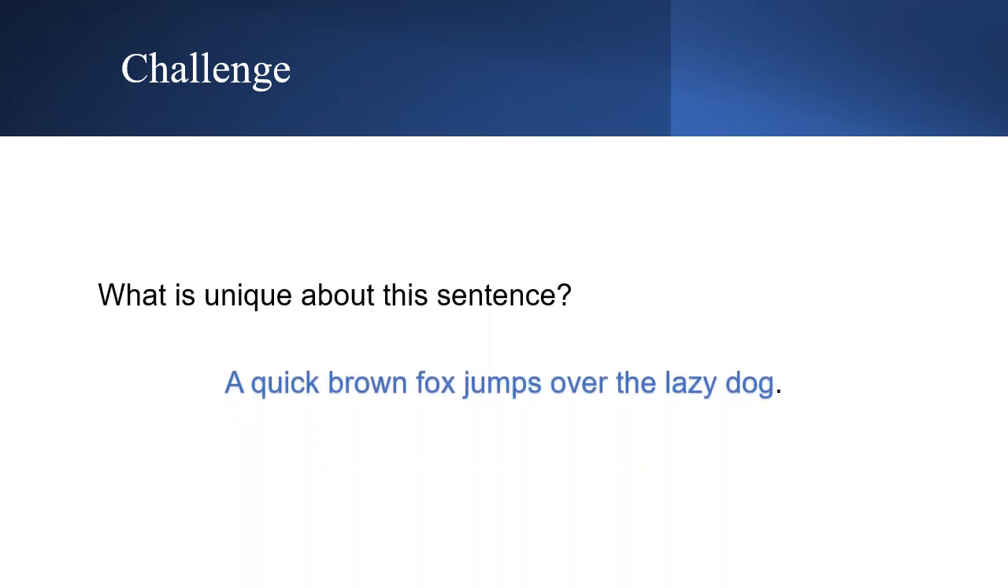Right, so here's a challenge for you. What is unique about this sentence? So I will leave it for a second. You can pause the video and think about it. A quick brown fox jumps over the lazy dog. Okay, so that's a challenge for you. Some of you might know, some of you might not. So if you know or if you don't know, please leave your comments in the comment section of this video. What is unique about this sentence? I would expect your replies in the comment section.